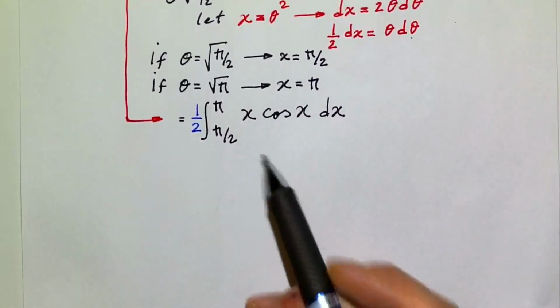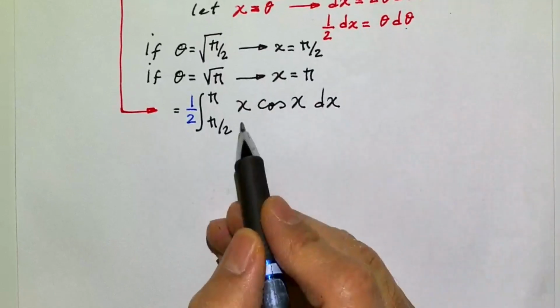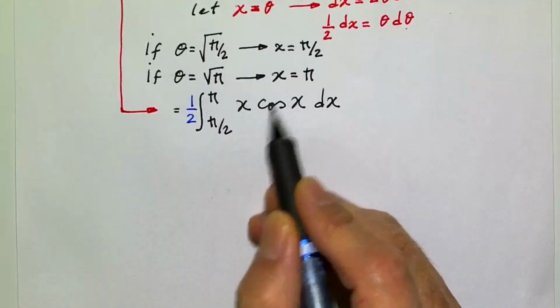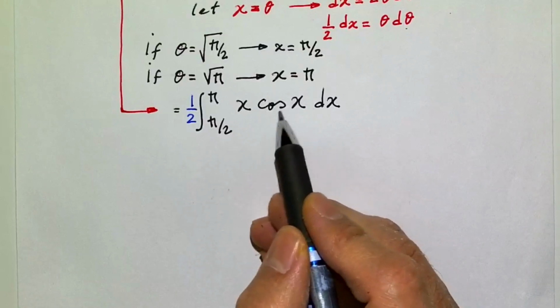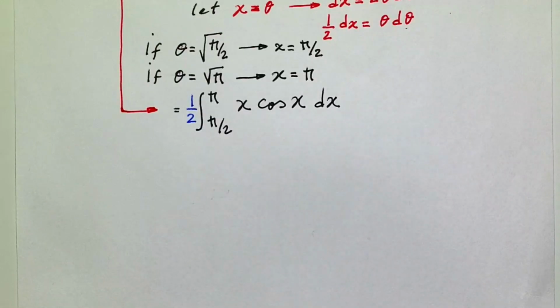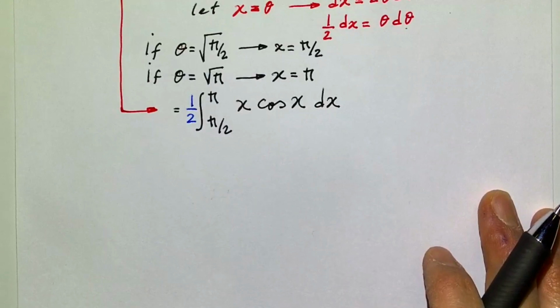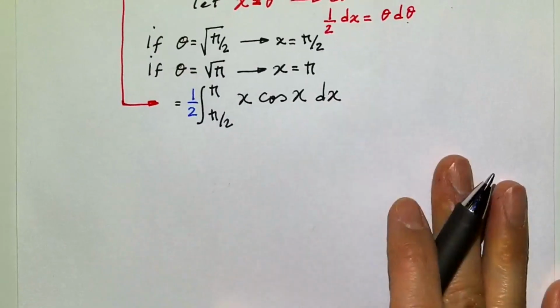All right, now we can use integration by parts. We have an algebraic piece, which is x, and a trigonometric piece, which is cosine of x. We know that the trigonometric function has a higher order of priority for being selected as u for integration by parts. So let's do that. Let u be cosine of x.